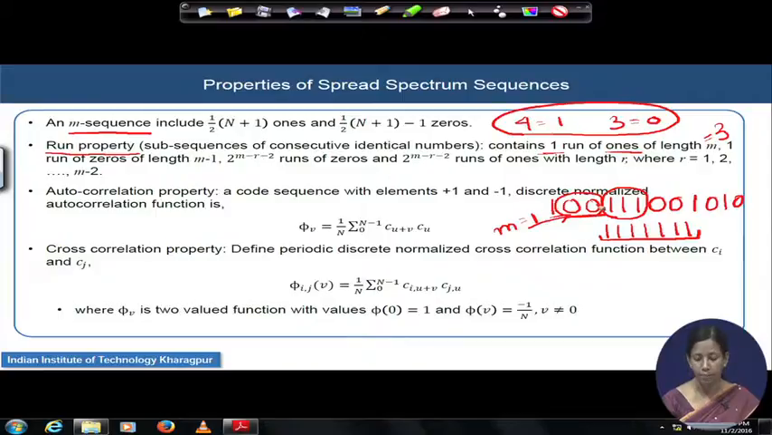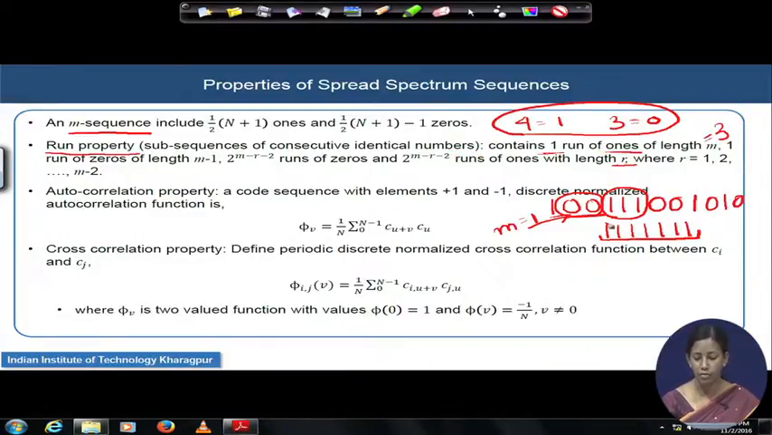They should appear consecutively. And like this you will find 2 to the power (m minus r minus 2) runs of zeros and 2 to the power (m minus r minus 2) runs of ones with length equal to small r. If you keep varying the length, length equal to 1, 2, 3, up to m minus 2, you will see that you automatically get m minus r minus 2 runs of zeros and m minus r minus 2 runs of ones.